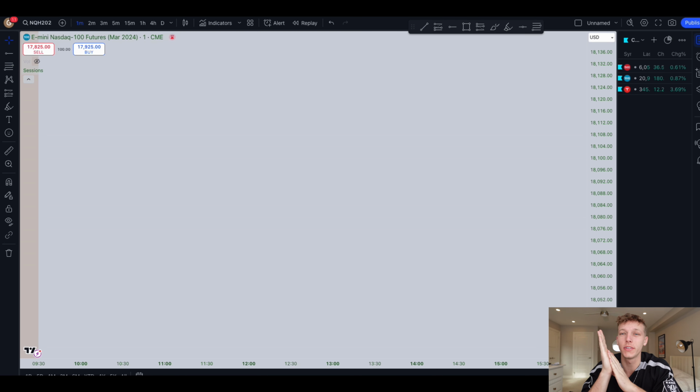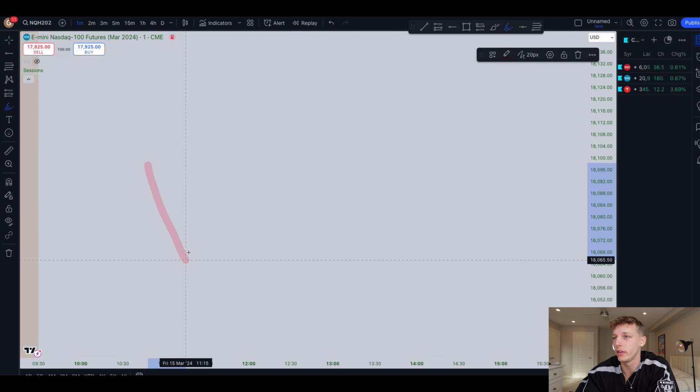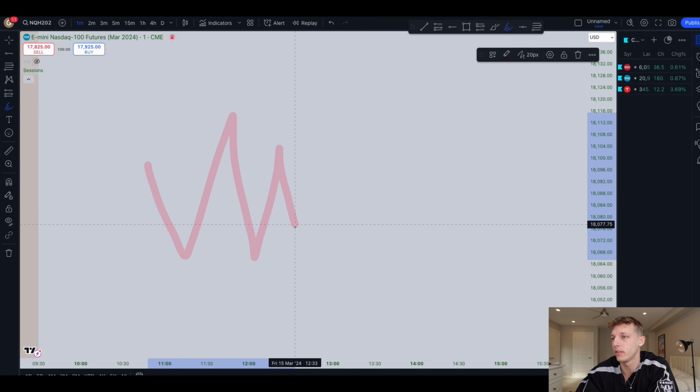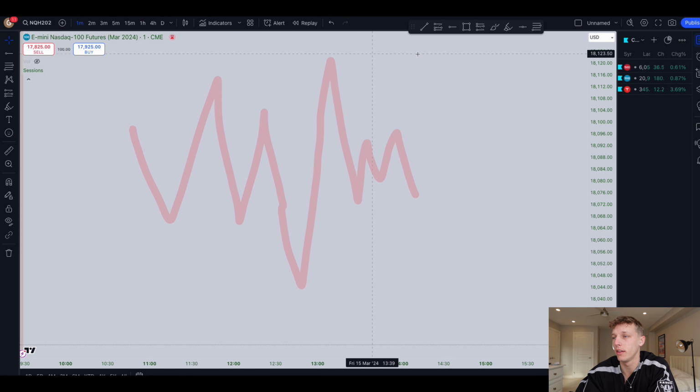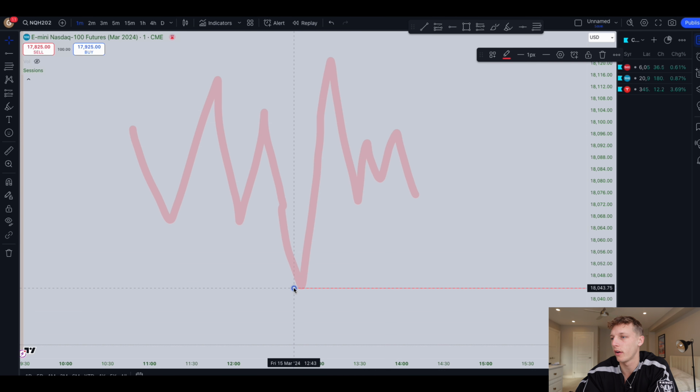So here we go. The second entry model that I like to take, the second type of trade I like to take, is the reversal. So the reversal is quite simple. Let's say, again, this is the 15-minute chart, and we're sort of range bound like this. And we put in a very obvious low.